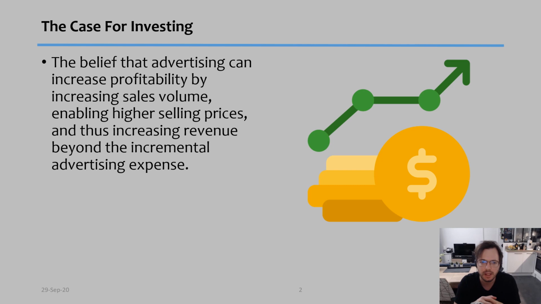This is the belief that advertisement can increase profitability by increasing sales volume, enabling higher selling prices, and so increasing your revenue beyond the incremental advertising expense. In other words, this case believes that as long as we increase our revenues more than we increase our expenses, then we would have a profit. So the goal here is to generate profit through advertisement, to make sure that the money coming in is higher than the amount of expenses that we actually have.